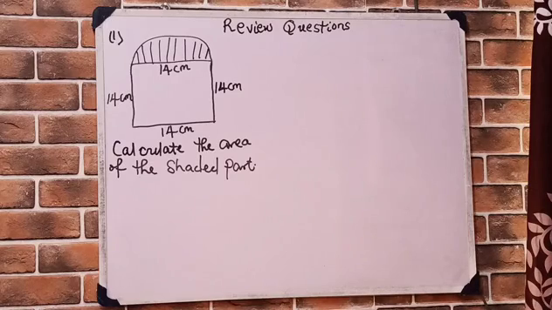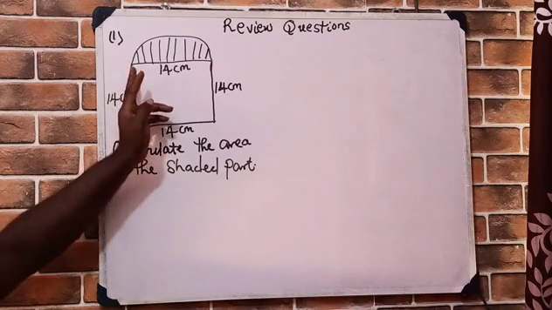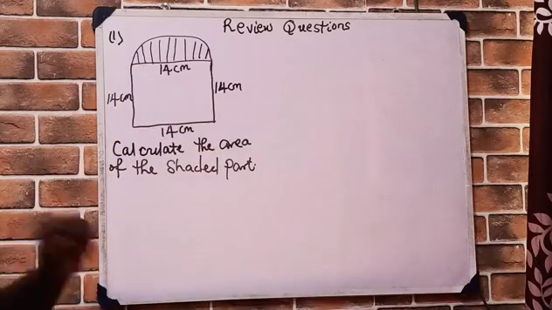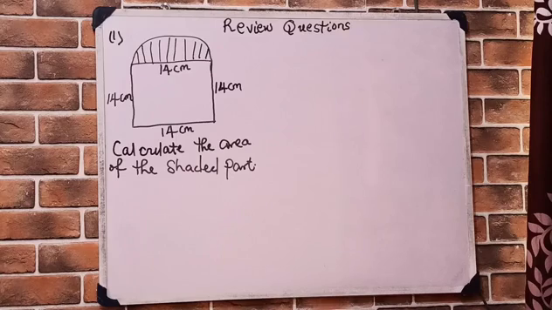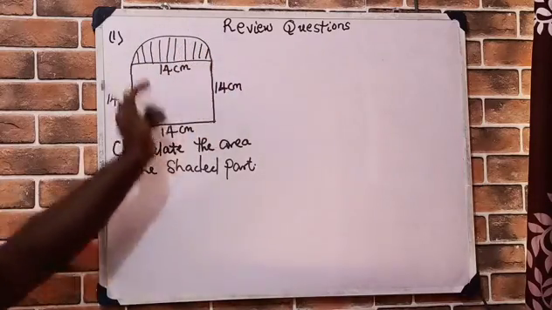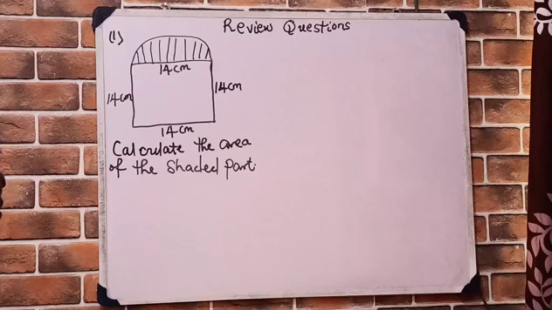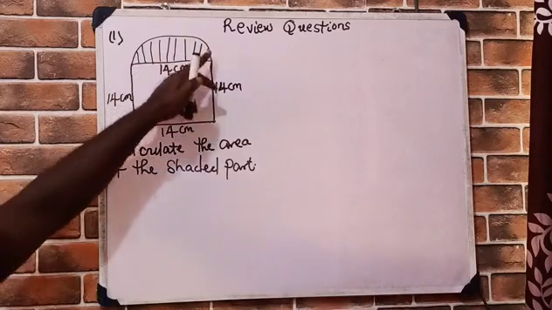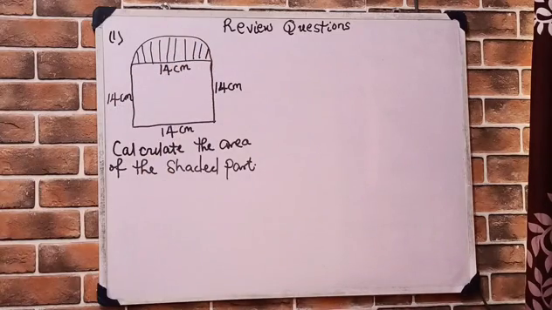All right. We are asked to calculate the area of the shaded part. And if we look at the compound figure we have, this happens to be a square because all the sides are equal. And then the shaded part happens to be the semicircle. So what we are asked to look for is just the area of the semicircle, which happens to be the shaded part.